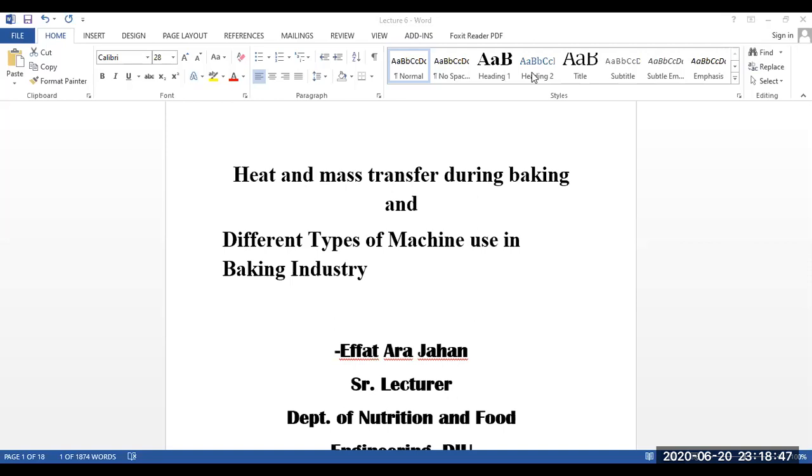Okay, so in our last class, we already learned how heat transfers during baking, for example, how heat transfers during conduction, convection, and radiation. Now we will show a figure of how this actually happens within the oven. So let's start.